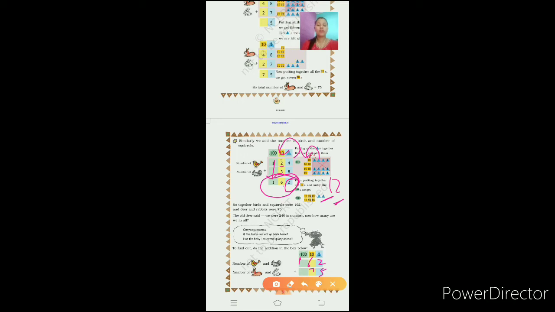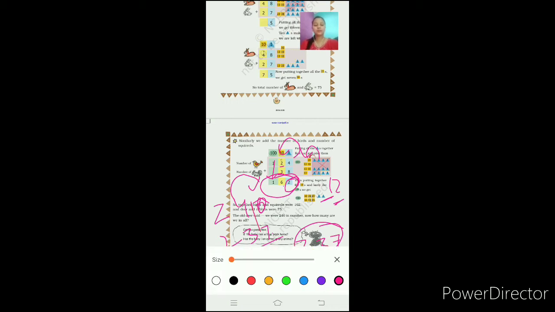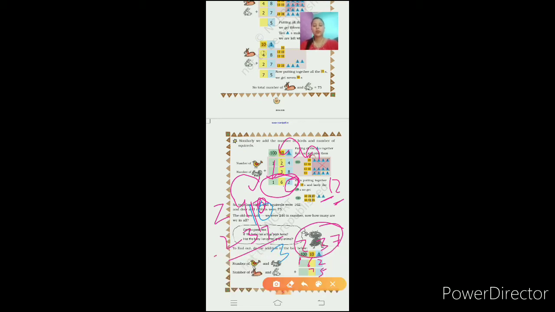So the total number of animals is 5 plus 2 is 7, 6 plus 7 is 13, carry 1, and 1 plus 1 is 2, so 237. But the number of animals was 240 and now it is 237. So how many animals are missing? It's not possible to subtract 7 from 0, so take the carry and it will become 10. And 10 minus 7 is 3. Now 3 minus 3 is 0, 2 minus 2 is 0, so 3 animals are missing.